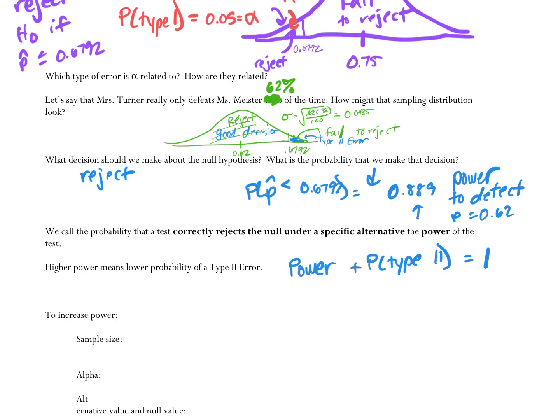However I move alpha is how I move the power. Power goes with rejection. Alpha is the probability I reject when the null hypothesis is true. This is the probability of a type 1 error. So power and alpha both go with rejection. Power is HA is true. Alpha is H0 is true. We're starting to kind of see how this goes.